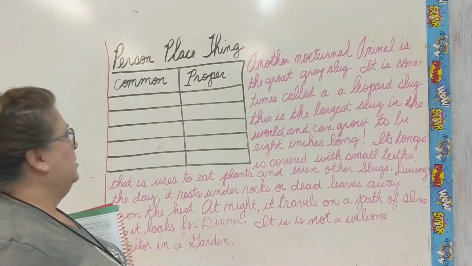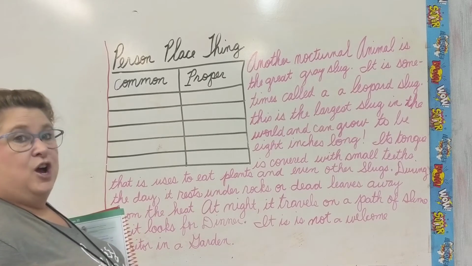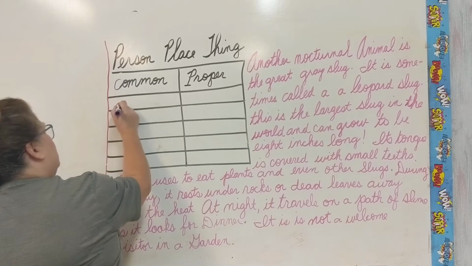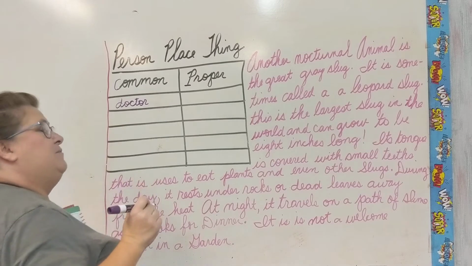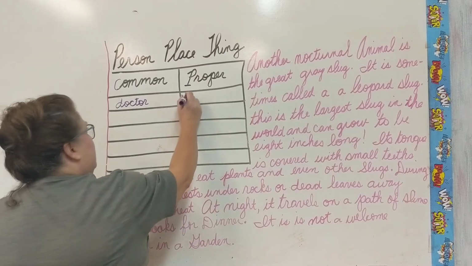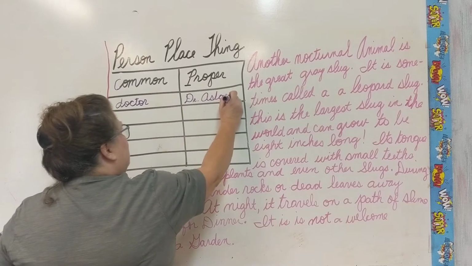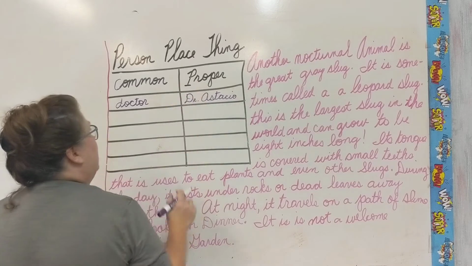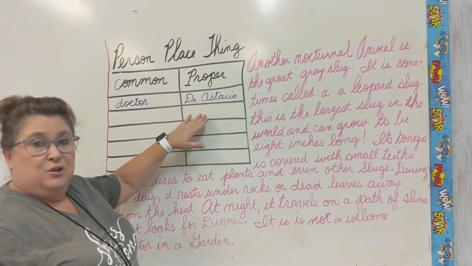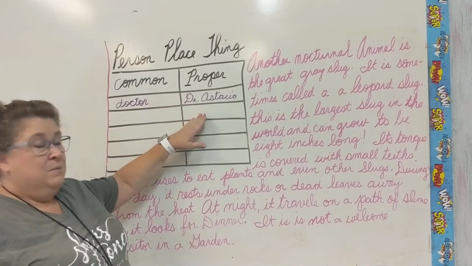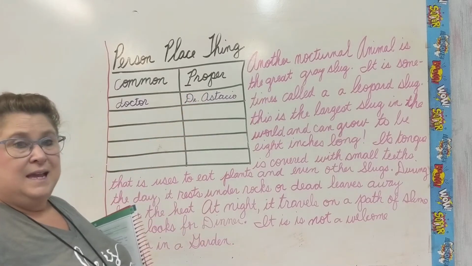Let me give you an example. So if I'm talking about a doctor, I'm talking about doctor. Doctor is a person. That is a common noun. But when I give that doctor a name and I say Dr. Estacio, Dr. Estacio is a proper noun because it is now talking about a certain doctor, a particular doctor, a doctor with the name Dr. Estacio. So it is a proper noun, so it is capitalized.